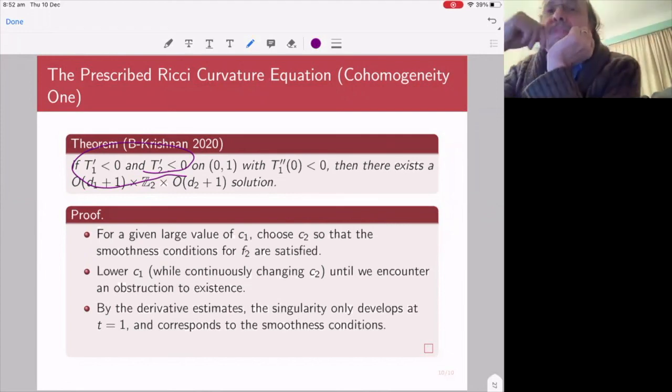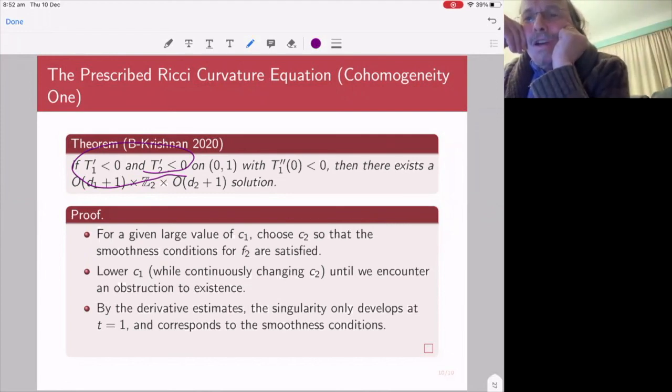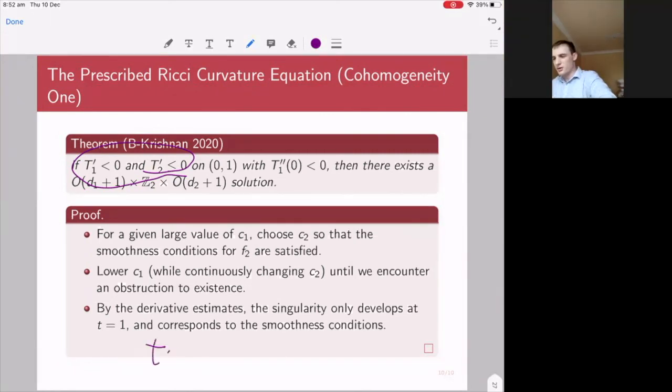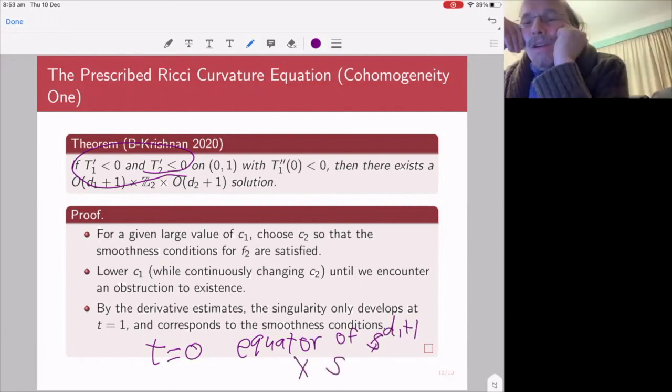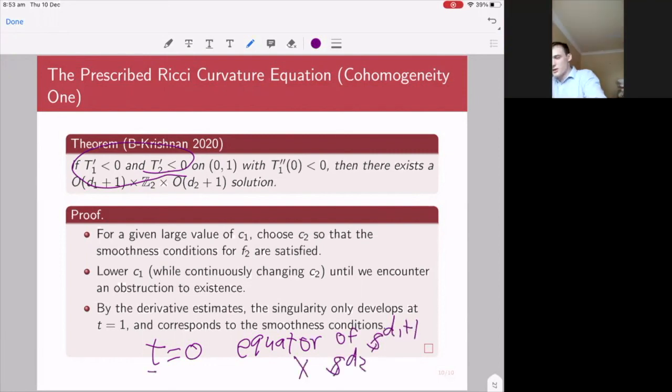So, Timothy, in this theorem, I don't quite understand where the singular orbits are in this notation. So this is acquired at 0 and 1, and where are the singular orbits? T equals 0 is the equator. In this notation, 0 is the center of the manifold. So this is the equator of the sphere of dimension d1 plus 1. And 1 is a singular orbit, a sphere of dimension d2. Yeah, T equals plus or minus 1 are the singular orbits. Okay.